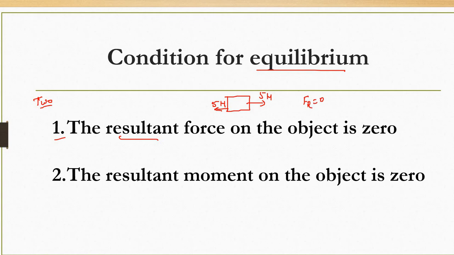Similarly, think about it here too: if this is a pivot point and this applies a force of 10 Newton, then this should also apply a force of 10 Newton, so there is no movement. Because you are looking at turning, only then it is not going to show you anything. And the second thing: the resultant moment of an object is 0. What is moment? Moment is the force times the perpendicular distance, which I called d, and the resultant moment should be 0.